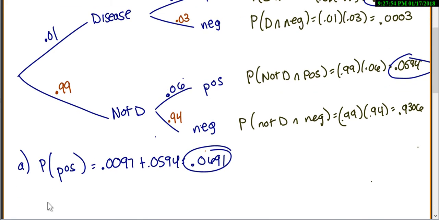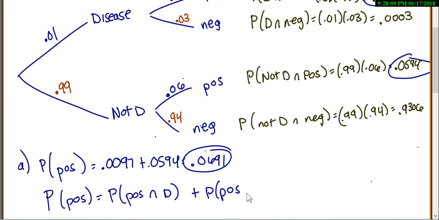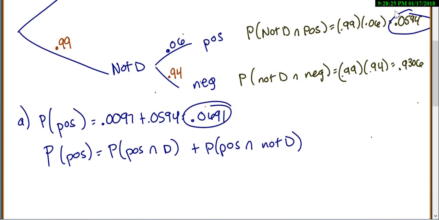Just in case you wanted to know it, for our calculation, the probability of a positive was equal to the probability of a positive and disease plus probability of positive and not disease. If you're following along the solutions manual, they're just going to put this formula out there. I prefer using my tree diagram and going through it logically instead of trying to write out what formula I might need. So that was part A.